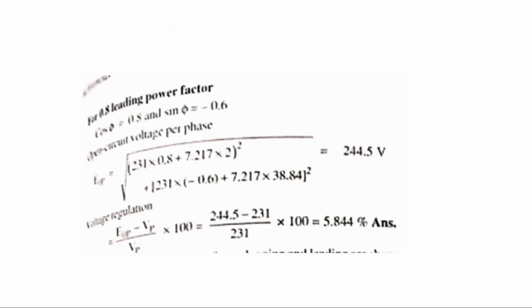For 0.8 leading power factor, cos phi is 0.8 and sin phi will be minus 0.6. Open circuit voltage per phase will be equal to 244.5 volts and voltage regulation is 5.844%.